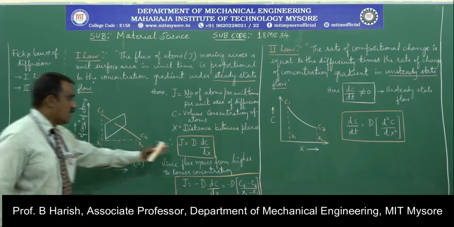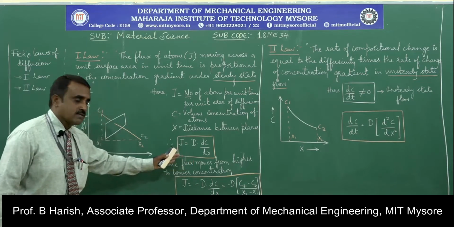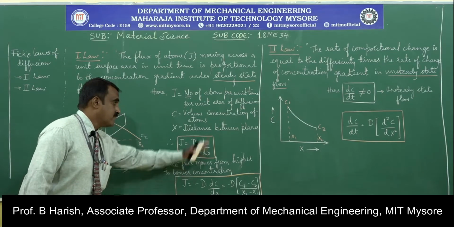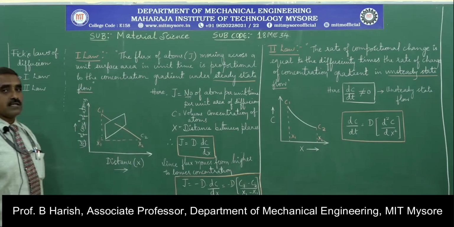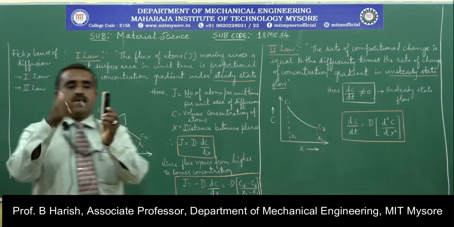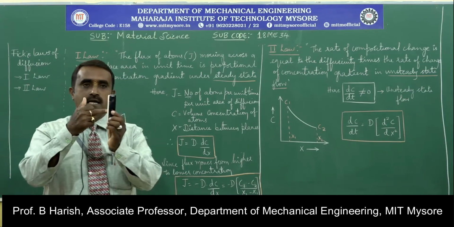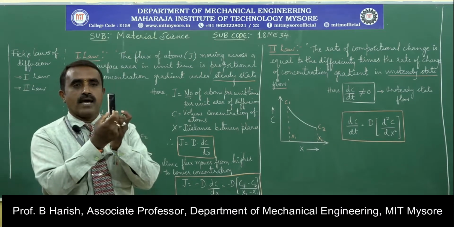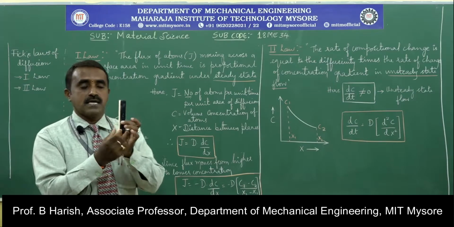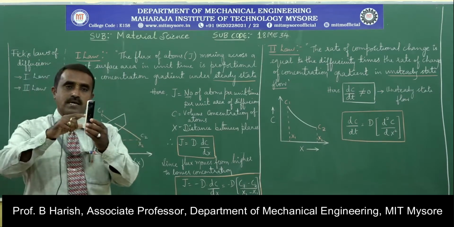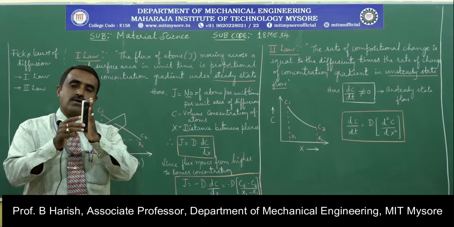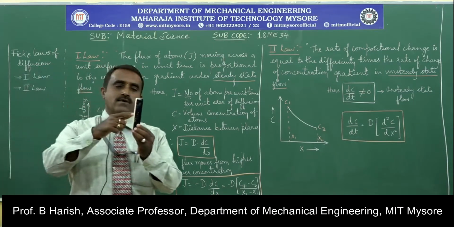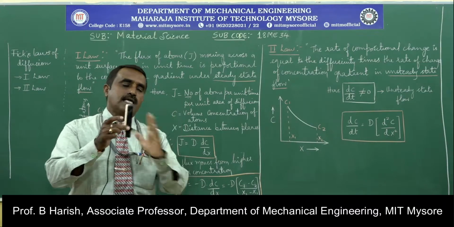Now the final equation according to the first law is J is equal to D into dC by dx, where dC by dx is the concentration gradient. When atoms start diffusing from this end, after a certain time interval they pass through a certain distance x. The concentration at this point is C1, and when they come out the concentration is C2.